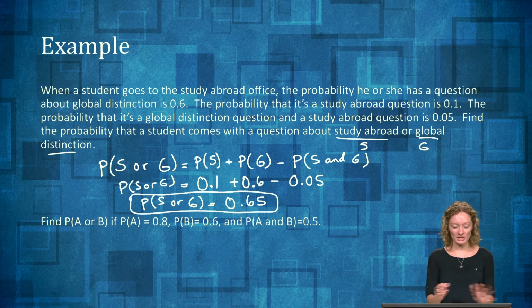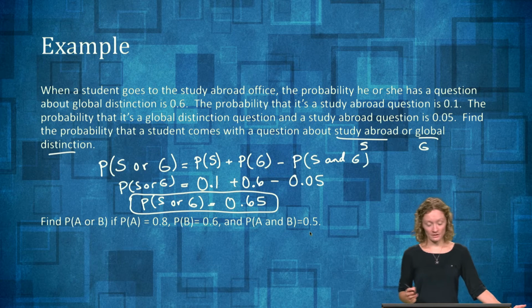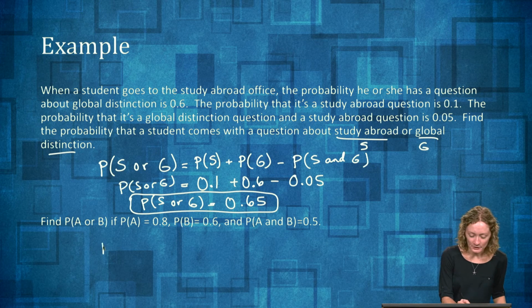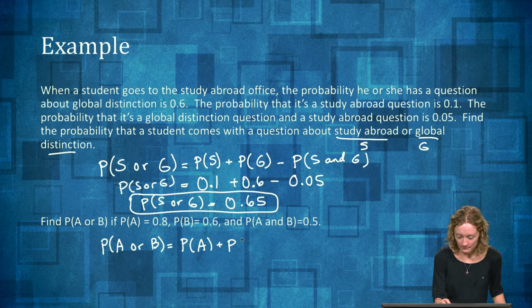All right, one more question in this realm. Find the probability of A or B if probability of A is 0.8, probability of B is 0.6, and probability of A and B, it being both of the things, is 0.5. Again, this one's a formula question. You could use Venn diagrams if you wanted to, but I wouldn't suggest it, but it can be done that way.